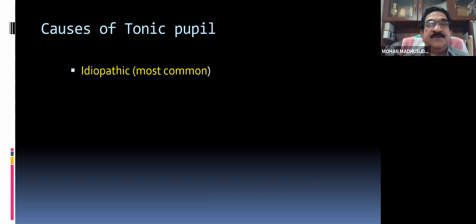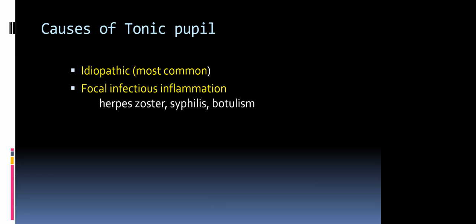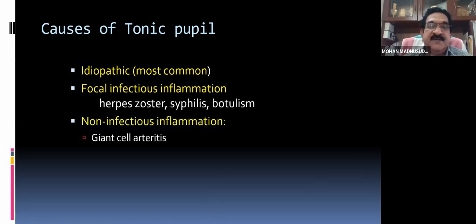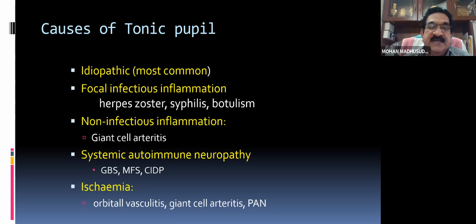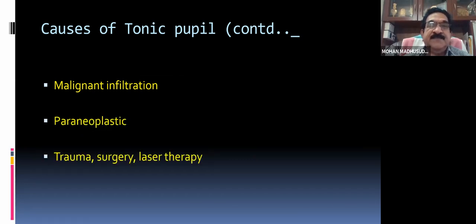Now, coming to the causes of tonic pupil, idiopathic is most common. Then focal infectious inflammation like herpes, syphilis, botulism, these are all from literature only. Non-infectious inflammation like giant cell arteritis. Systemic autoimmune neuropathy like GBS, Miller-Fisher syndrome, CIDP. And orbital vasculitis, giant cell arteritis, PAN, polyarteritis nodosa. Malignant infiltration, paraneoplastic, trauma, surgery, laser therapy. These are all causes, usually bilateral.